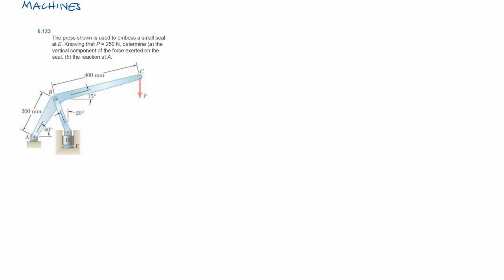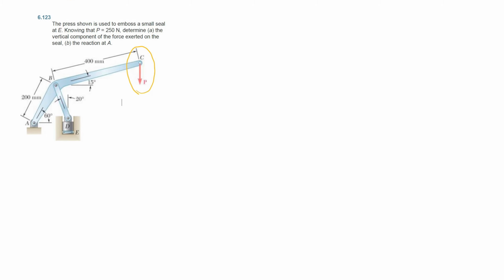So what happens is that if you have a machine and you put in some kind of input force, it is translated into some kind of output force. That's literally it. So for example, if you exert a force P, in this case 250 newtons, then you try to figure out what is the vertical component of the force exerted on the seal, and then as a little bit of a bonus, what is the reaction at point A.